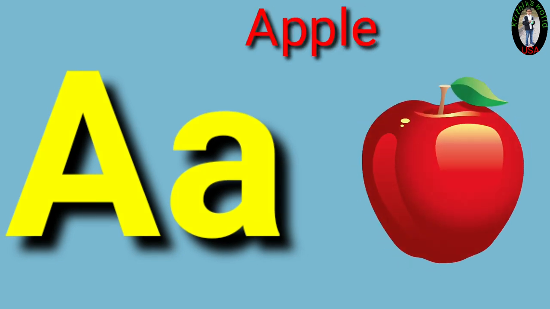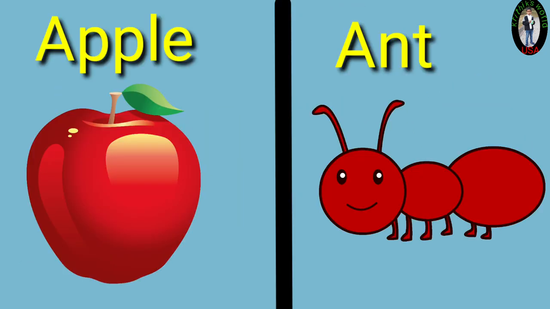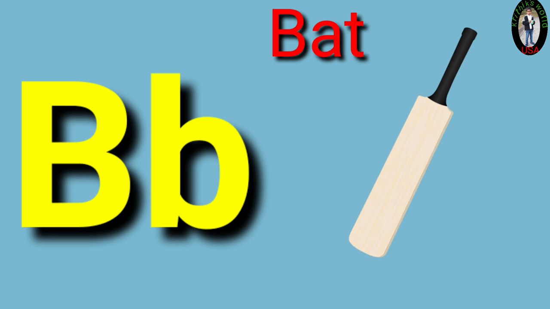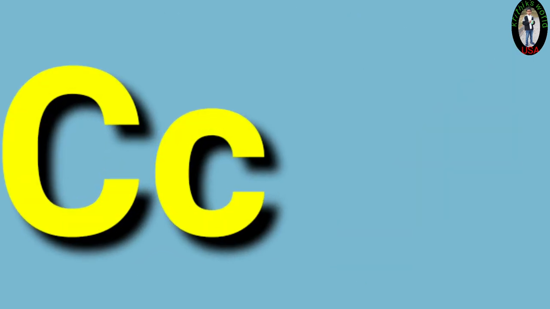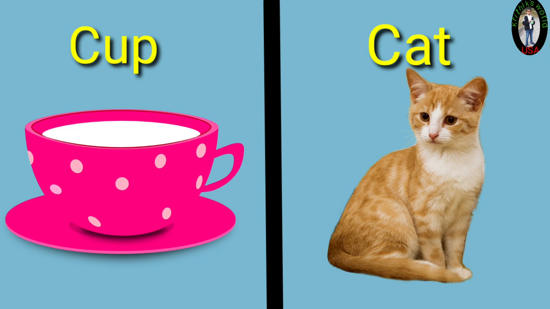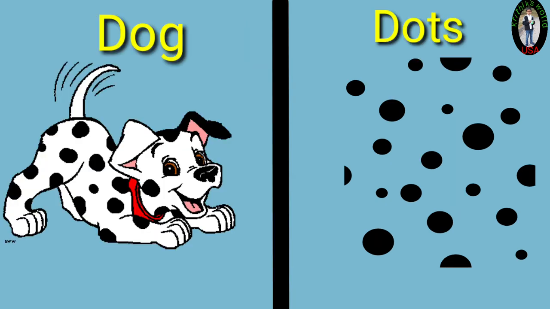A for apple, A for ant. Apple, ant. B for ball, B for bat. Ball, bat. C for cup, C for cat. Cup, cat. D for dog, D for dots.